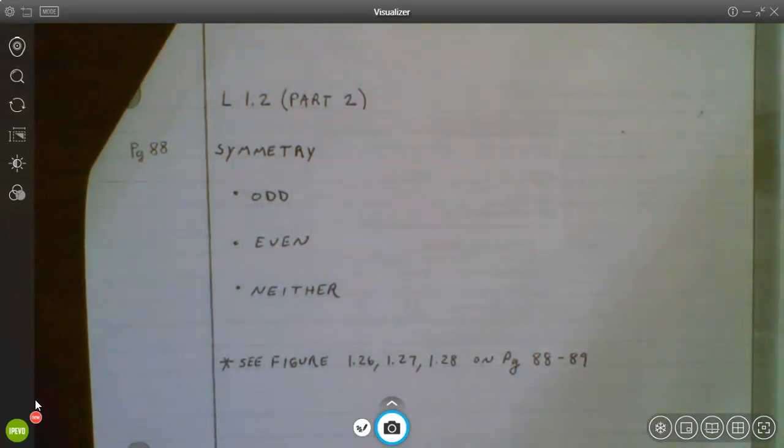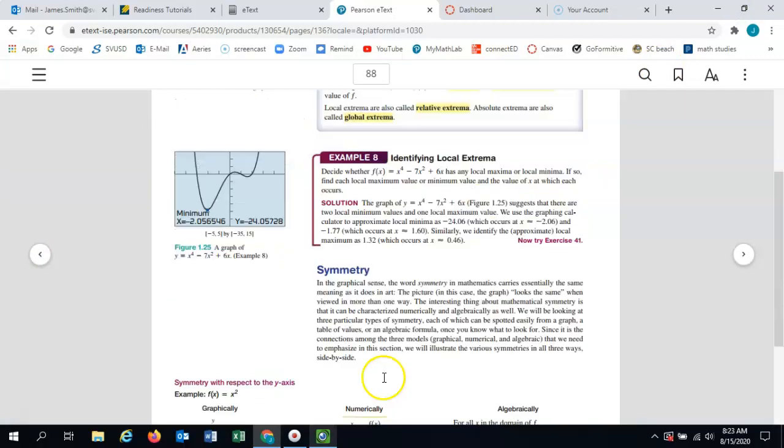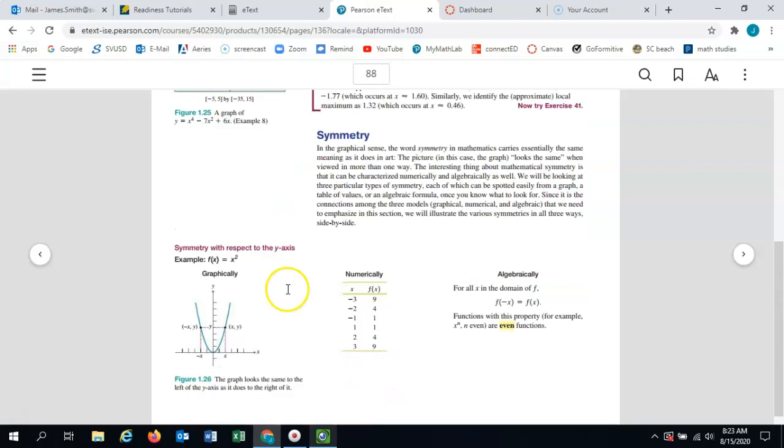Here's the pages we're going to be looking at. So let me open that up for you. So let me start on page 88. And here is an example of an even function. So this is one that is symmetric to the y-axis. So here's my y-axis. This is my mirror. If I were to fold this graph along this line, you can see that the left side would lay right on top of the right side, and therefore it's an even function.